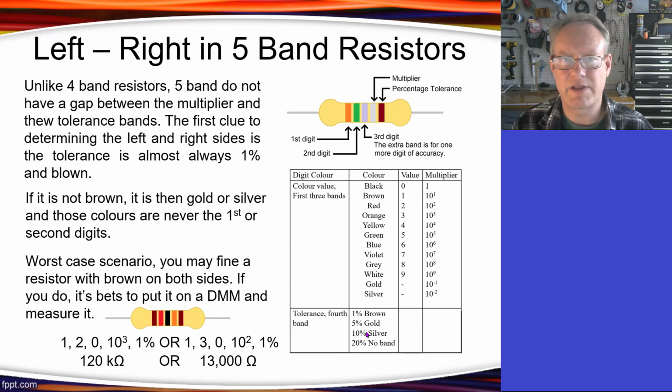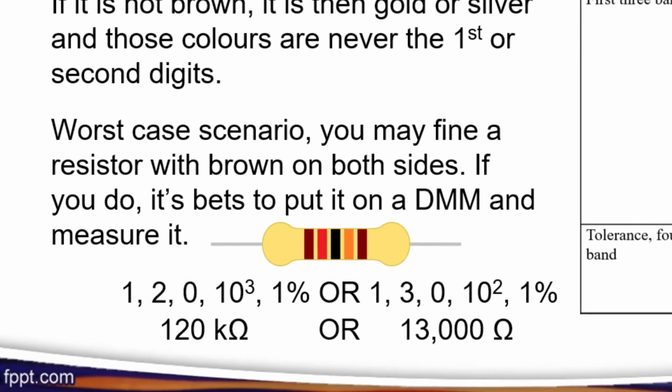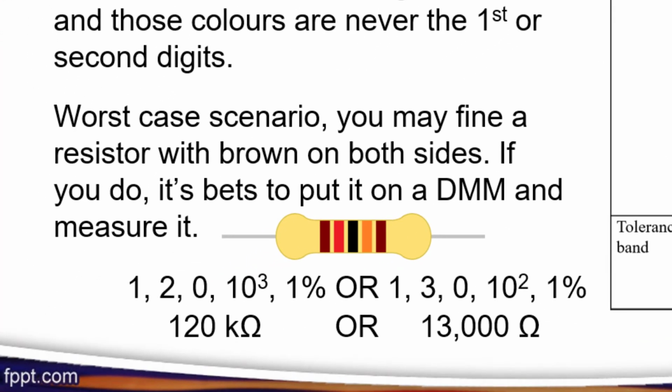Now, the only problem is, what if it starts with brown on either side? How do you know which is left or right? Well, you have to guess or just measure it. But essentially, this is an example here. If I had brown, red, black, orange, brown, well, which is the multiplier or which is the first digit? And then which is the tolerance? How do I know? I don't know.